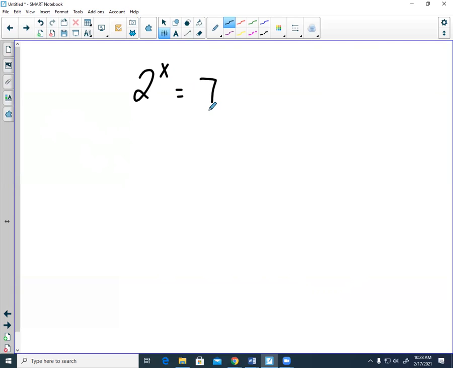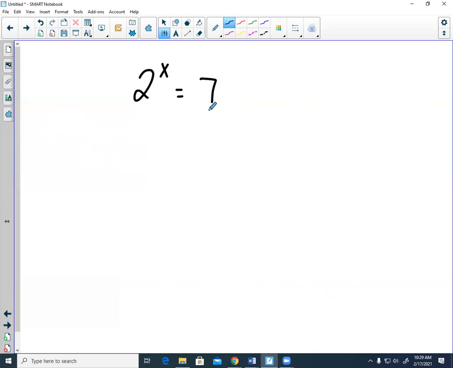Because if you realize, this is what this question is actually asking us. It's saying 2 to the what power equals 7, right? Which is the same exact question as what I'm saying for here. So the way that you're going to solve this is by using logs, the same exact way that you solve this using inverses.